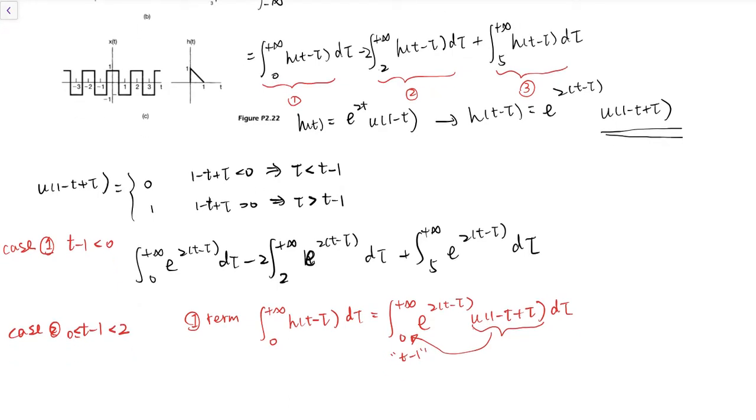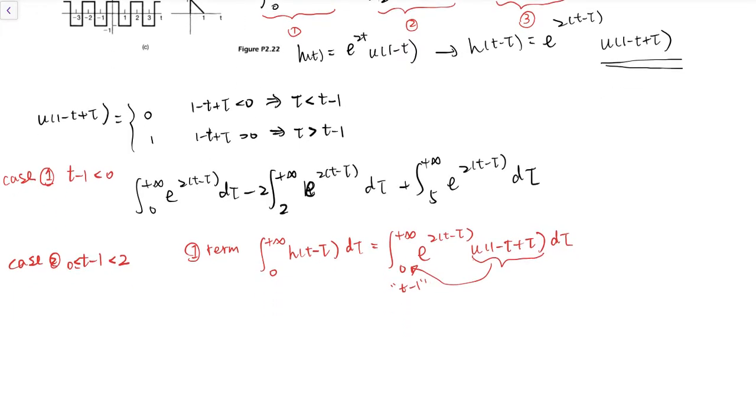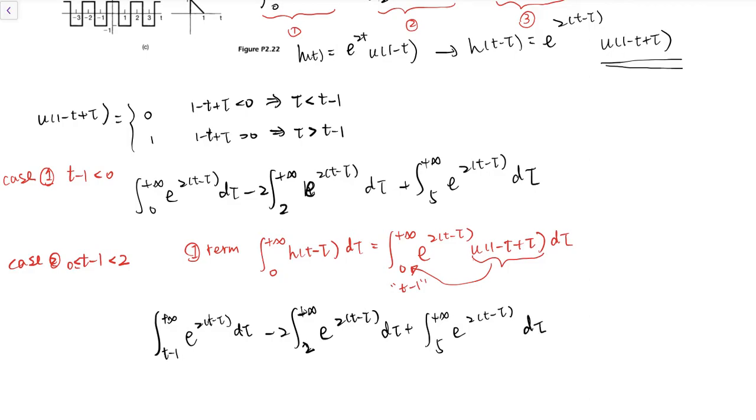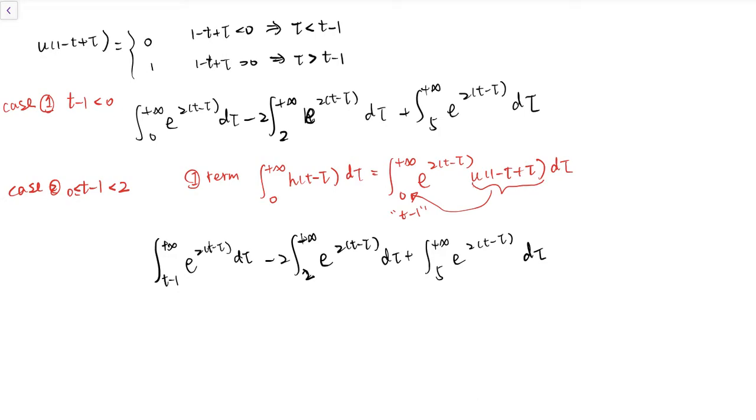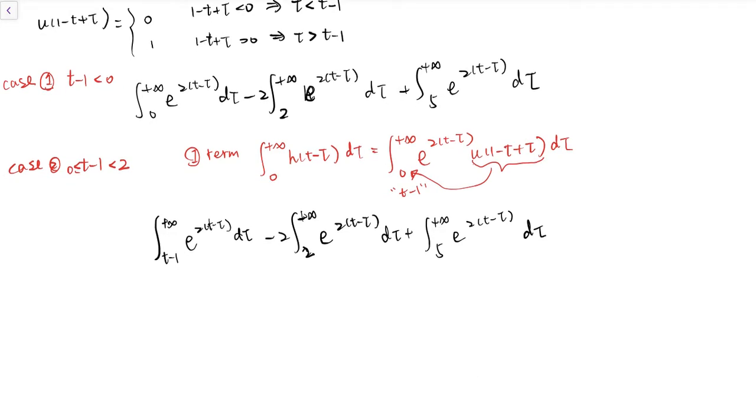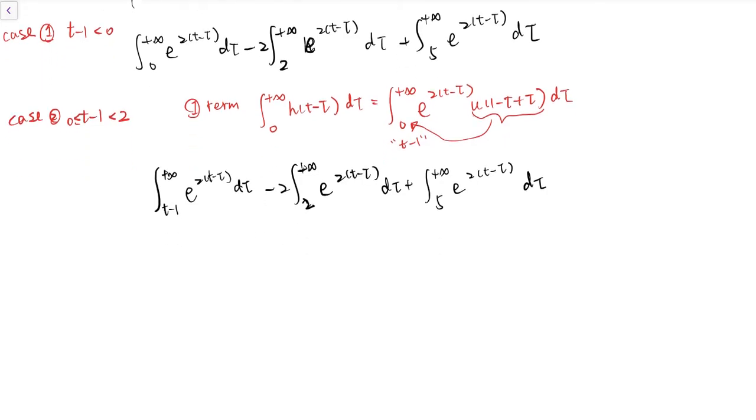But for the other terms, term 2 and term 3, since our t minus 1 is smaller than 2 and 5, they should keep the same. So in this case, we'll be integrating from t minus 1 to positive infinity for this exponential function. And then all the other terms keep the same. So now you get to the point of how we use a mathematical way to solve this problem and how we find our different cases.